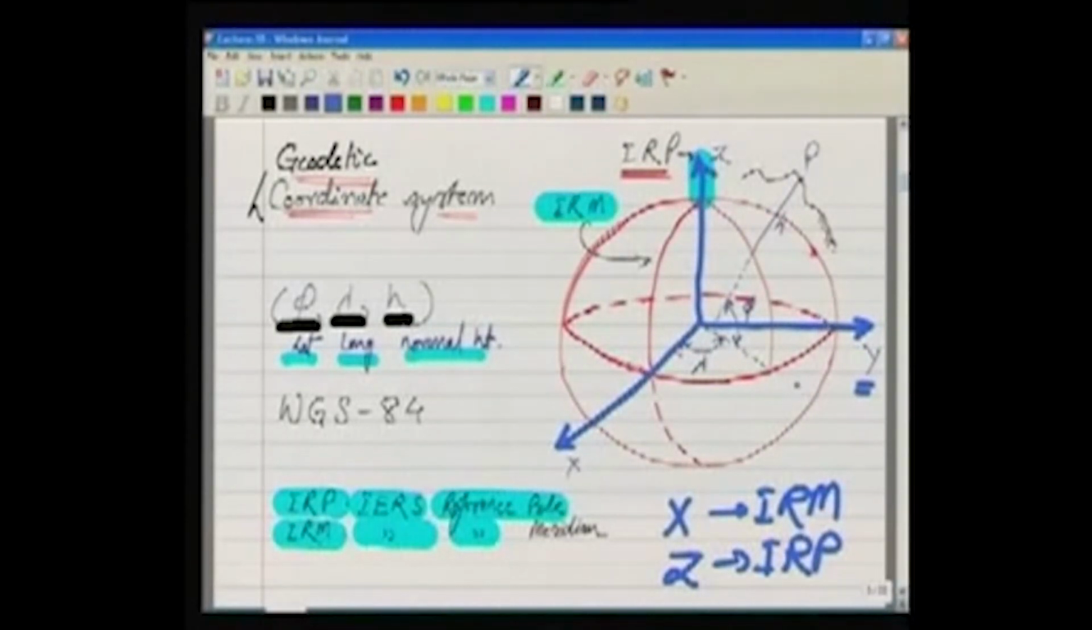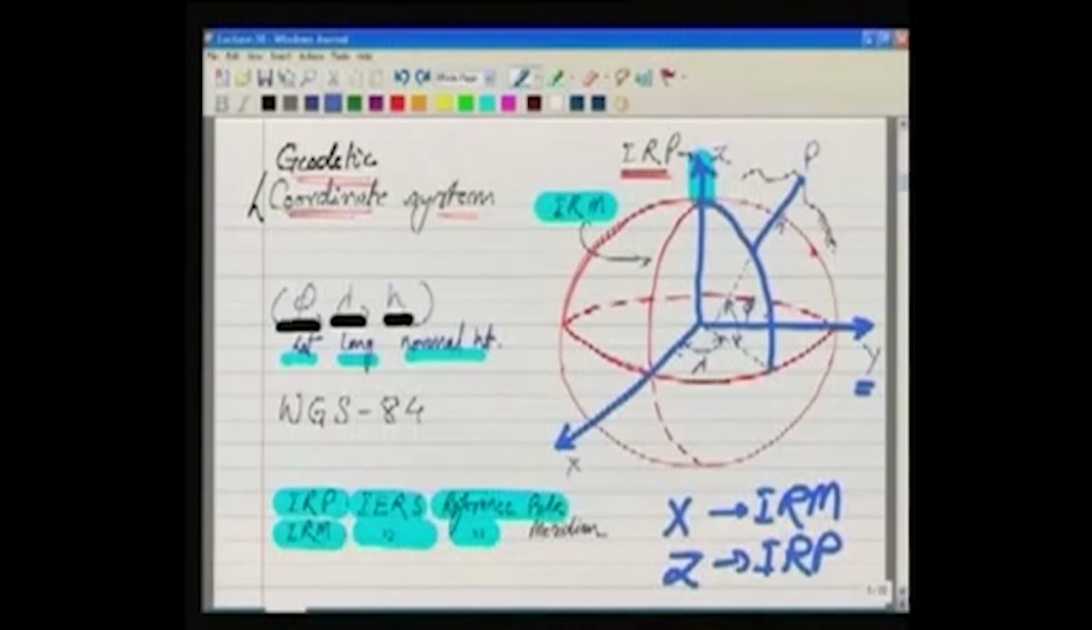Now in this, any point P is on the surface of the earth. From this point P, we can drop a perpendicular or normal onto the surface of the ellipsoid. So this we say normal. Now corresponding to this point, we will have a meridian. This is the meridian corresponding to that foot of the normal, and this particular meridian will make some angle with the reference meridian. This angle we say lambda. So this lambda I have shown over here. This is the longitude.